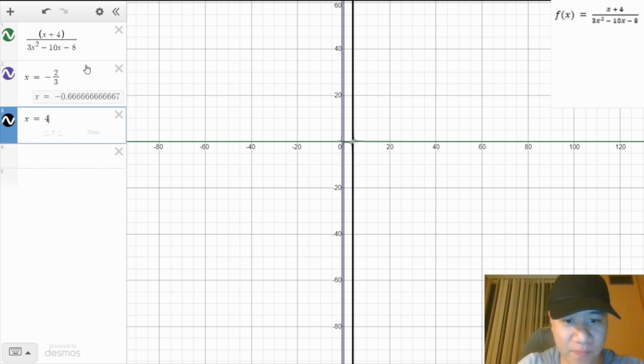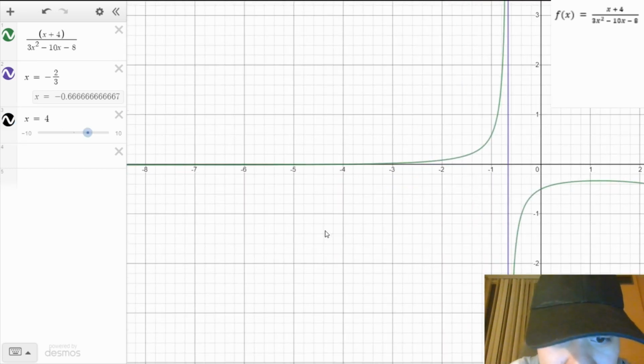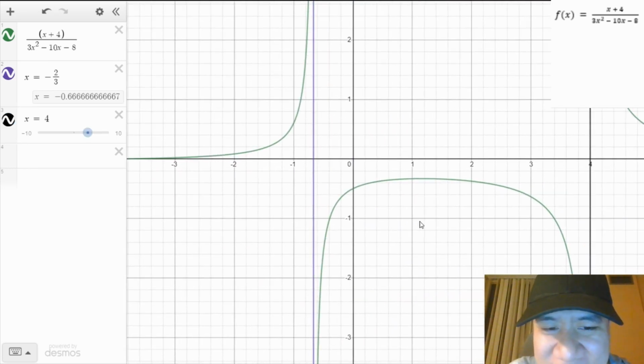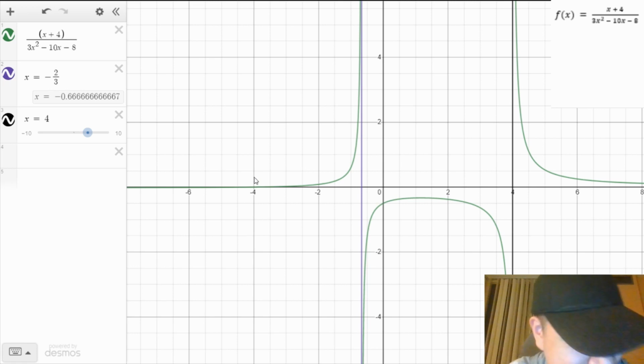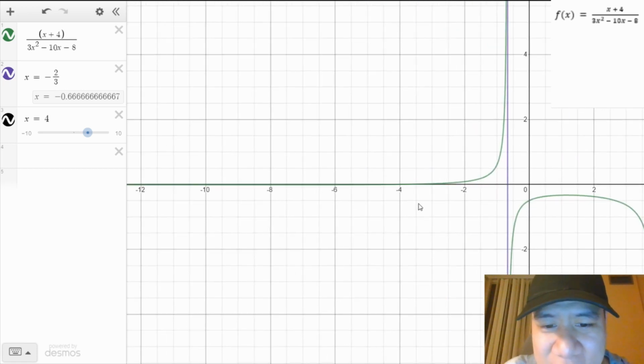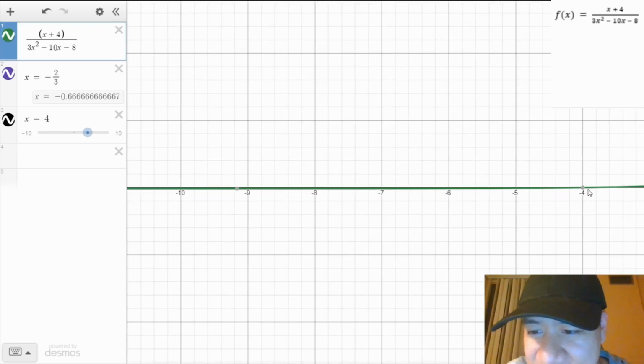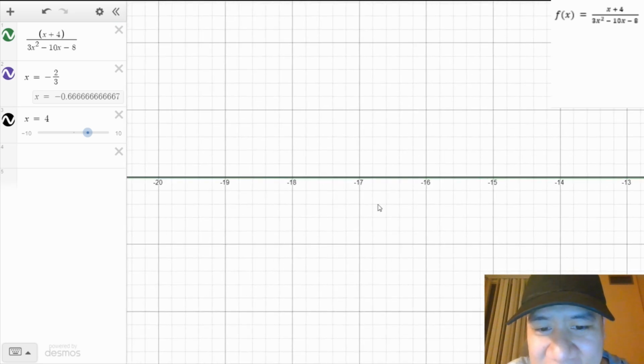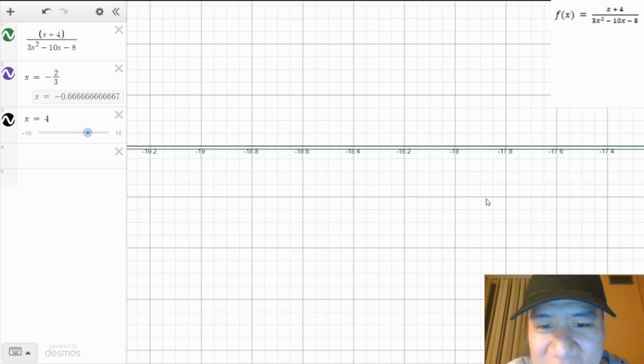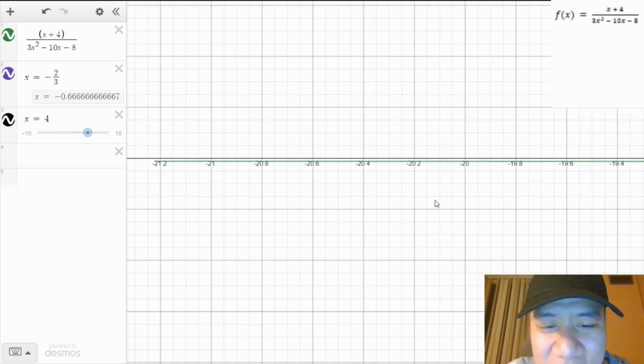X equals 4. Alright, so it doesn't look like this part of our graph is right, but these guys are. But if you look over here, you can see that our function does cross our x-intercept, and it's actually approaching our horizontal asymptote from below, as we got earlier.